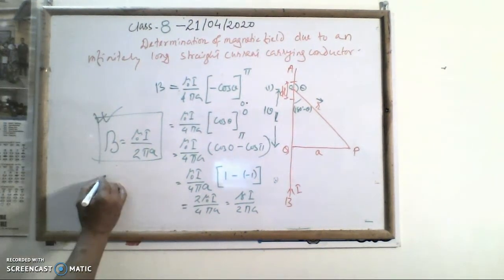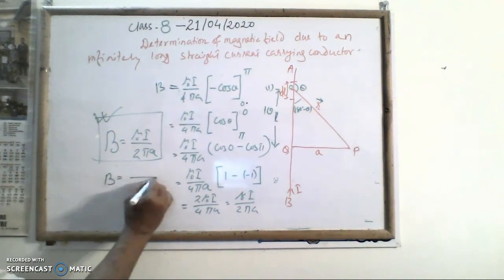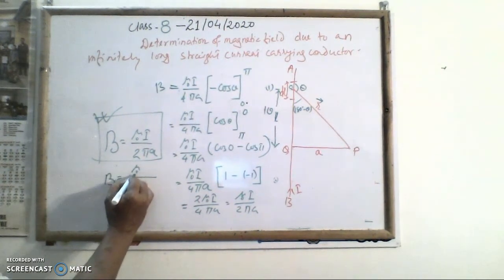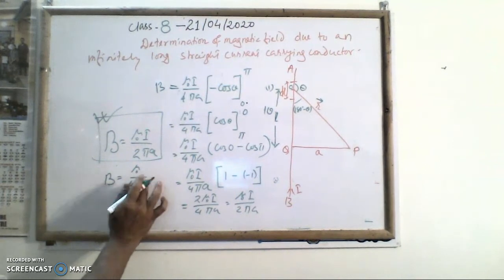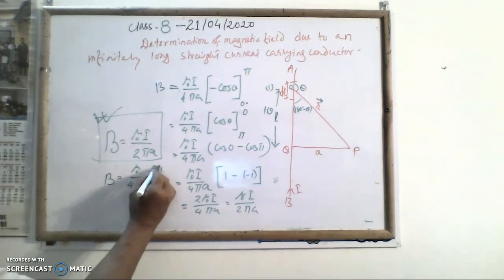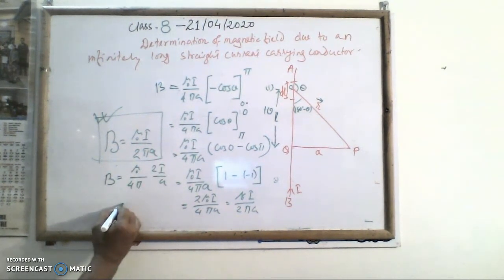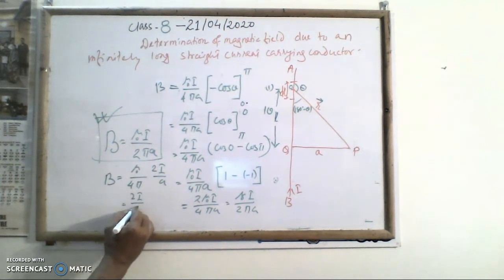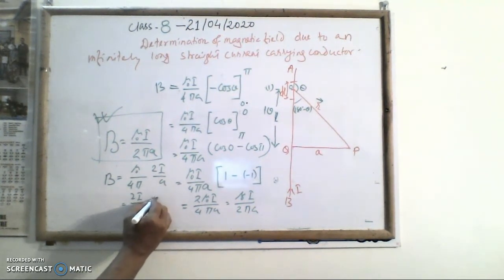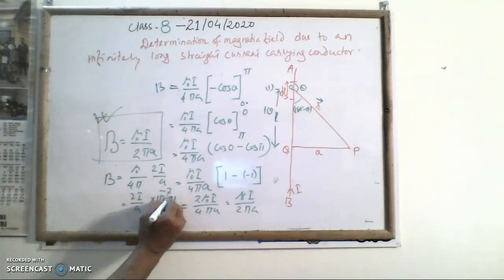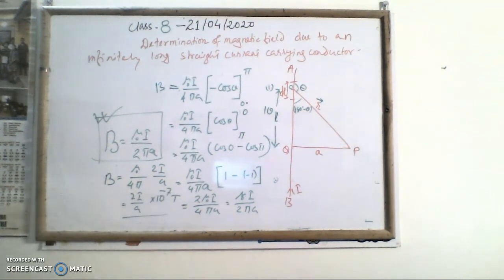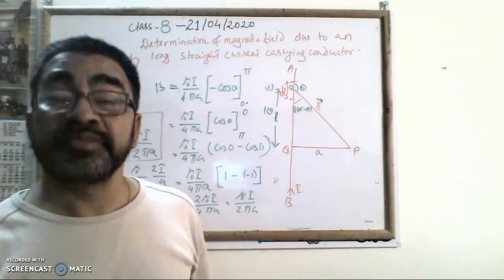For solving problems, if you want to write it as mu naught by 4 pi times 2I by A, then you can write the value of mu naught by 4 pi as 10 to the minus 7, then 2I by A times 10 to the minus 7 Tesla. You can write it like this also. Okay, this is the final discussion of this application. Thank you.